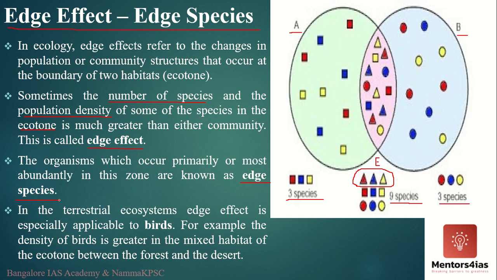The best example in real life is nothing but birds. This edge effect and the edge species is especially true for birds, where the birds are found in greater numbers in mangroves, where a mangrove is nothing but an ecotone. It is found between the intersection of a marine ecosystem and a terrestrial ecosystem, where birds are always found in greater numbers between the adjoining ecosystems. So birds represent an edge species where they are found in greater numbers, and the phenomenon is nothing but an edge effect.